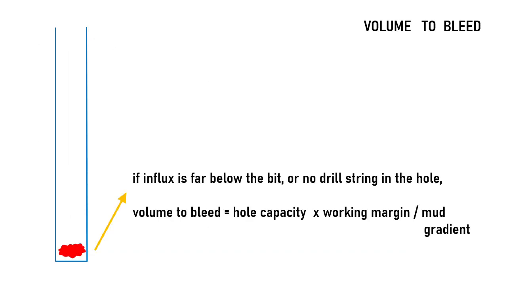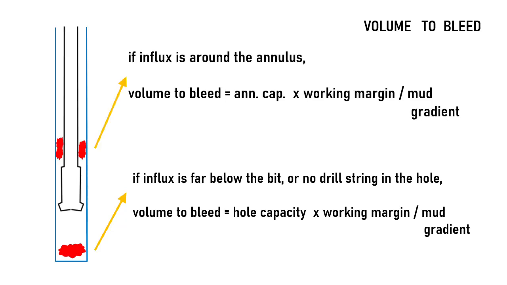Volume to bleed is calculated based on influx position. If the influx is far below the bit, or if there is no drill string inside the hole, then the volume to bleed is the hole capacity multiplied by working margin, divided by mud gradient. If the influx is in the annulus, then the volume to bleed is the annulus capacity, multiplied by working margin, divided by mud gradient.